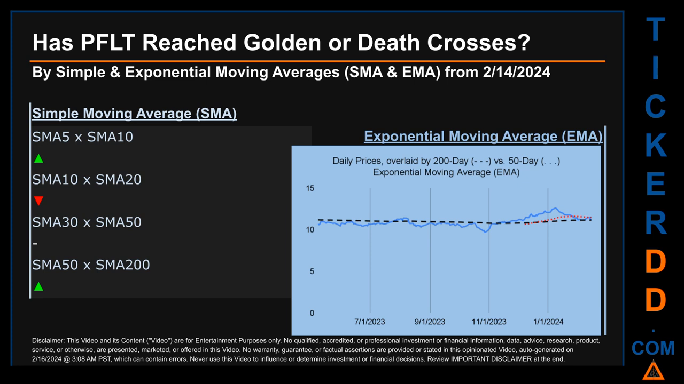Continuing with SMA, we looked across the 5 to 10, the 10 to 20, and the 30 to 50-day ranges to see if golden and death crosses had been reached. We found a golden cross signal for the 5 to 10. We found a death cross signal for the 10 to 20. We could find neither a golden cross nor a death cross signal for the 30 to 50.